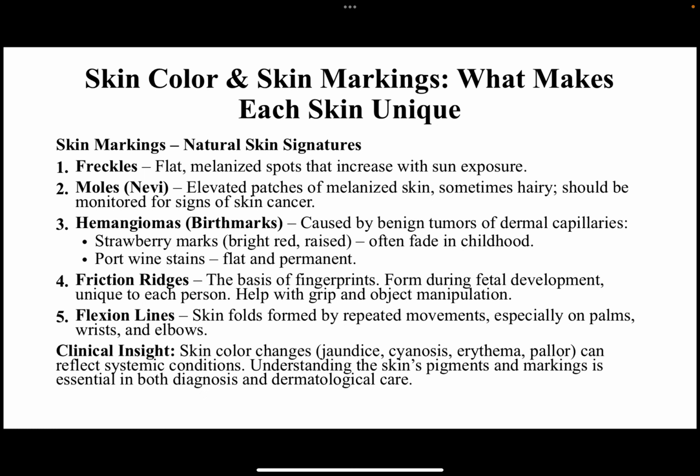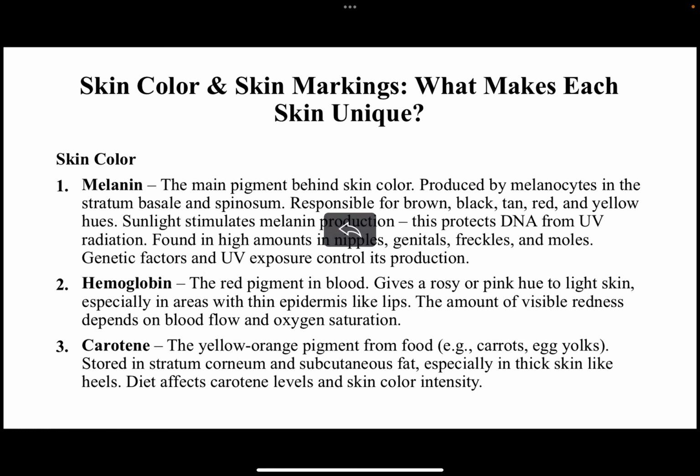Is that okay? But then we have the skin markings. So we have the skin markings and then we have the skin color. The skin color is as a result of melanin, hemoglobin, and carotene. So like I said, hemoglobin is a pigment in the blood, and it plays a role in your skin color determination.